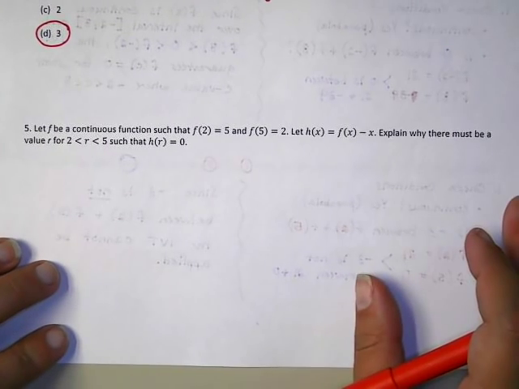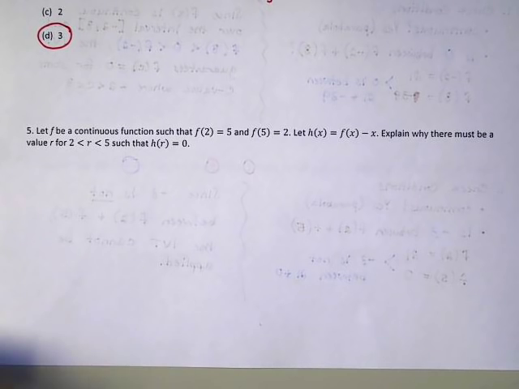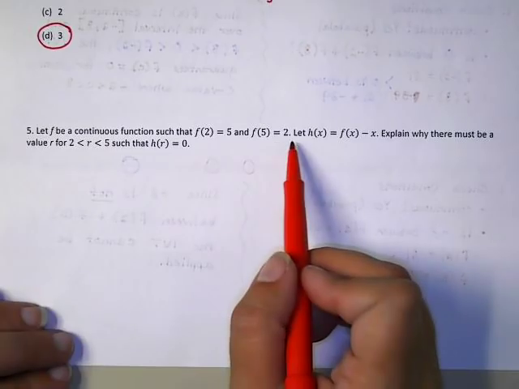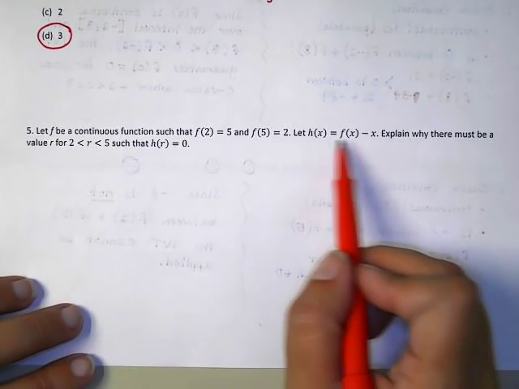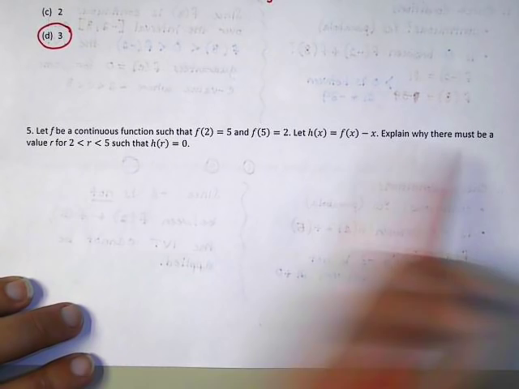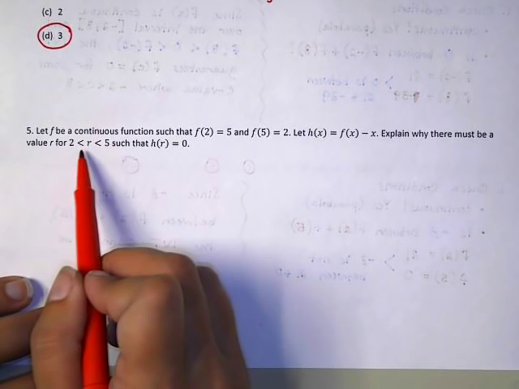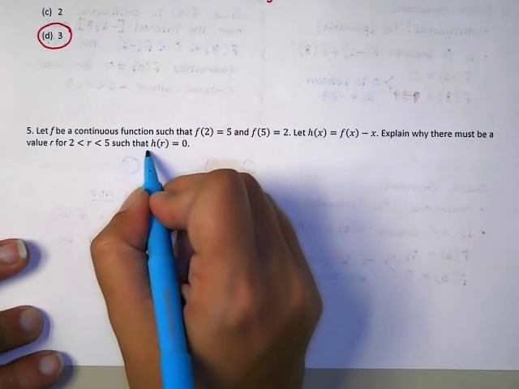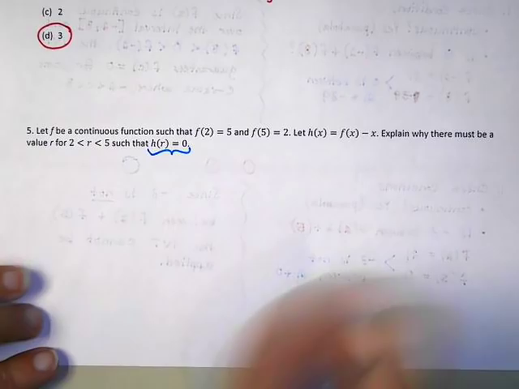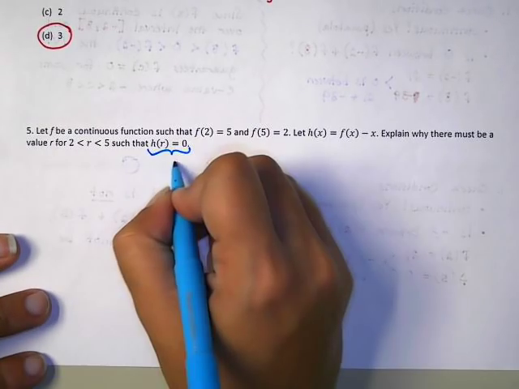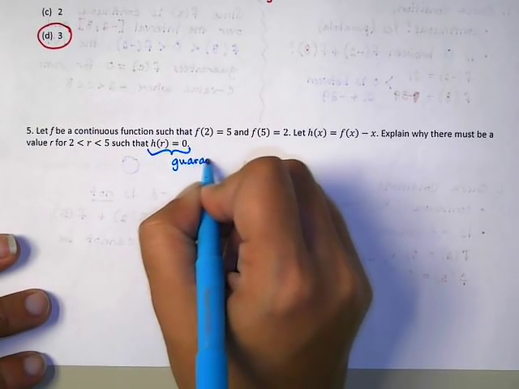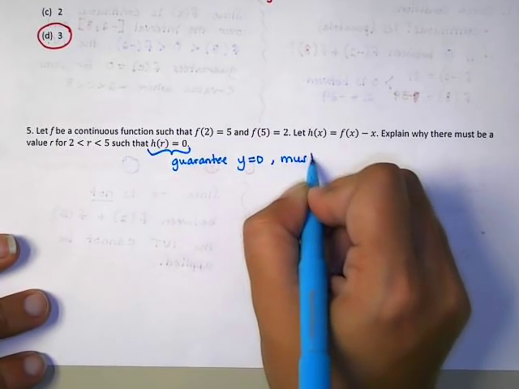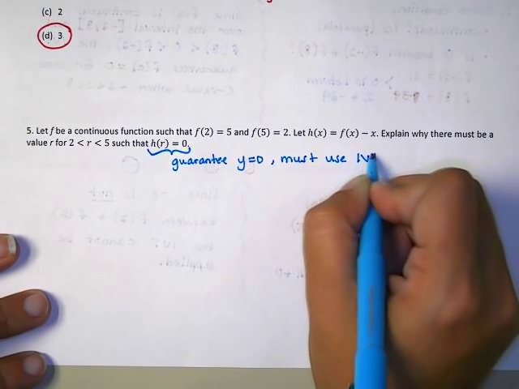Finally, our last example is, let f be a continuous function such that f of 2 is equal to 5 and f of 5 is equal to 2. And let's let h of x equal f of x minus x. Explain why there must be a value r between 2 and 5 such that h of r equals 0. As soon as we see this, that we're trying to guarantee that our output must be 0, we are trying to guarantee that y equals 0, then we must use the intermediate value theorem.